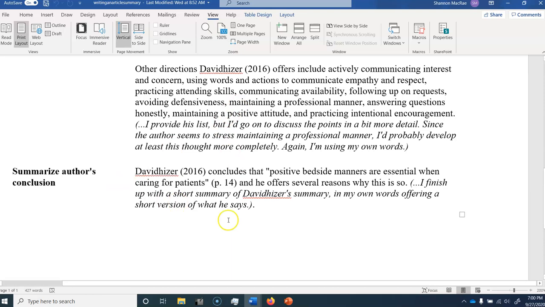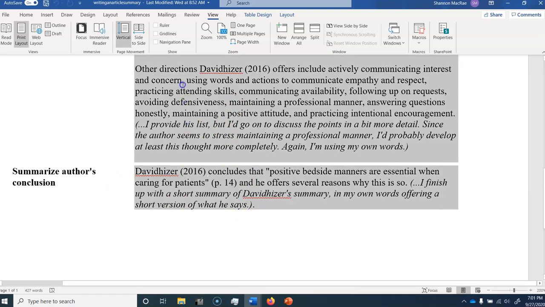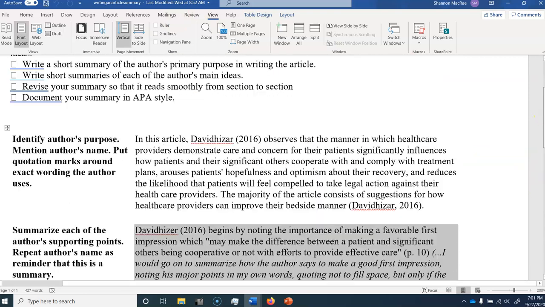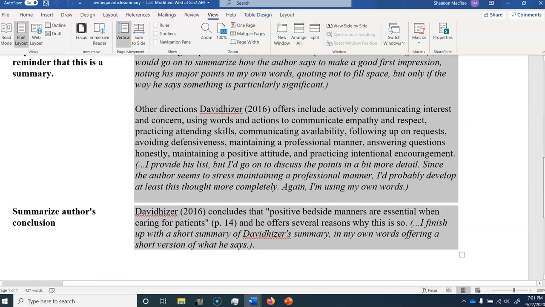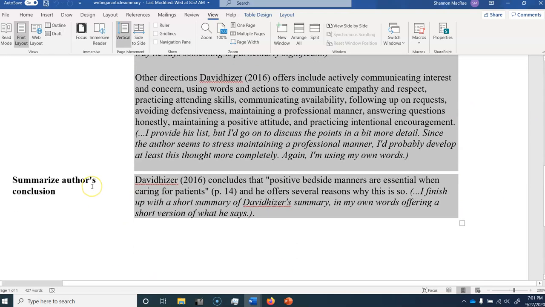So again, about 8 to 10 sentences, all in a single paragraph, making sure that you're identifying the purpose, that you're summarizing each of the supporting points that are made in the article or the chapter, and that you're summarizing the author's conclusion. So there are 3 parts to the summary. Again, all just in one paragraph though, but you have 3 goals to fill when you're writing a summary.